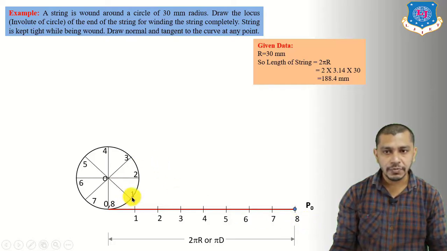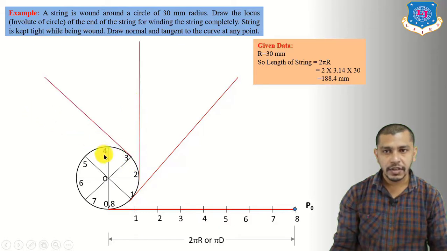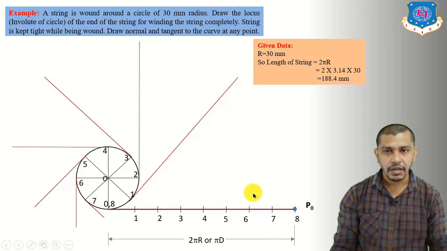Now from each point of the circle, that means from 1, 2, 3, 4, 5, 6, 7, draw tangent to the circle. That means from 1 we have to draw a line perpendicular to this diameter of the circle. So draw the tangent at each point 3, 4, 5, 6 and 7. Now after drawing the tangents, first of all measure 1 to P0 distance on the rounder, and by taking 1 as the center, mark the point P1. This length will be equal to 1 to 8, that means 1 to P0.